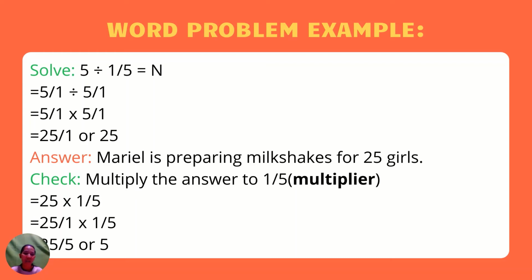Okay, how to check? We have to multiply the answer to 1/5. No? Kailangan natin i-check kung tama ba yung ginawa nating solution. So, to check, we have to multiply the answer to 1/5. Let's say, 25 times 1/5 is equals to 25/1 times 1/5 is equals to 25 times 1 is equals to 25. 1 times 5 is equals to 5.